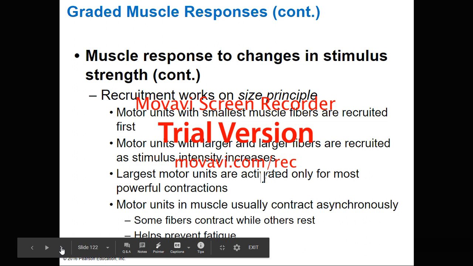So this is just showing you the size principle of recruitment. You always start off with the smallest muscle fibers, then you get medium fibers, then the large fibers get activated last.